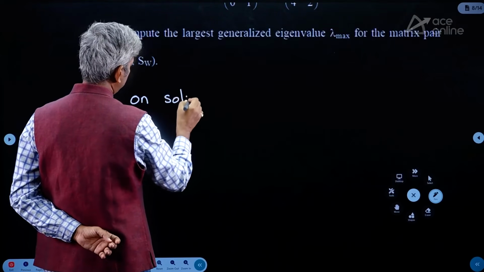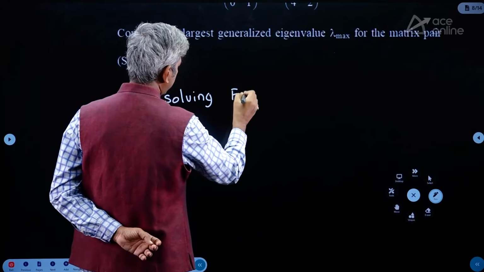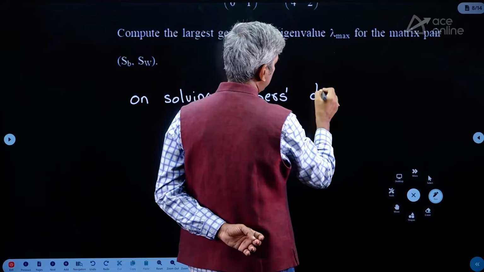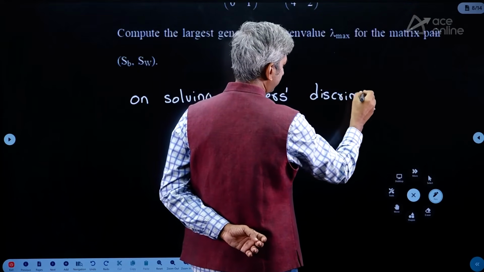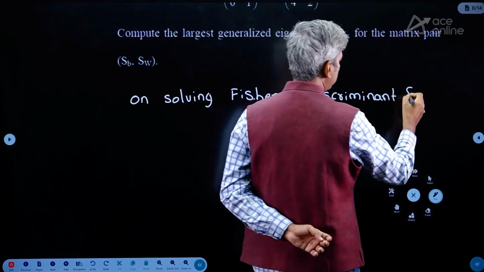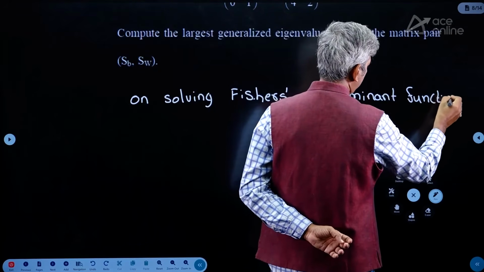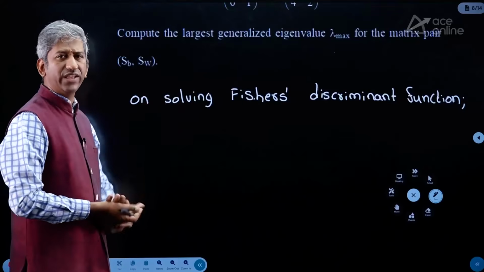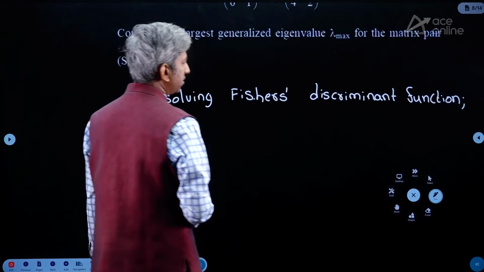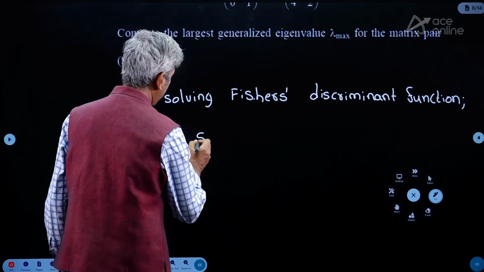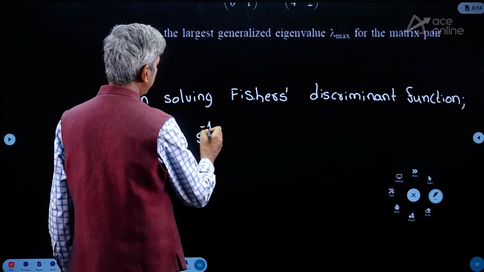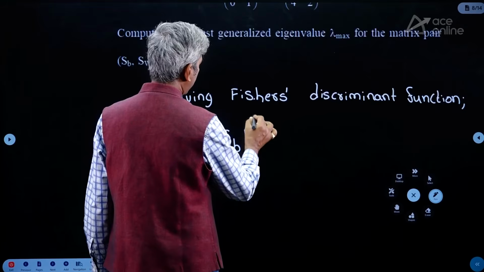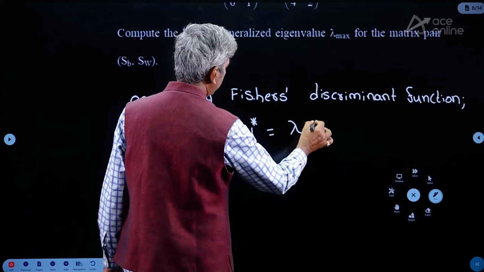On solving Fisher's discriminant function, we will get the W star, that is optimized W, which separates one class from another class. So on solving, we will get the expression as SW inverse multiplied with SB W star is equal to lambda W star.